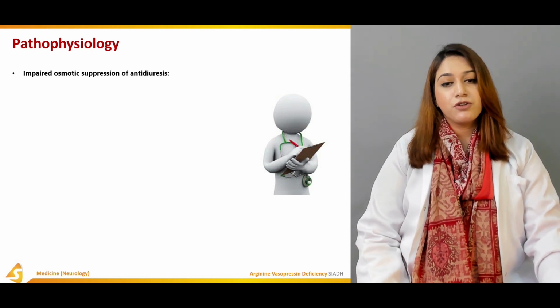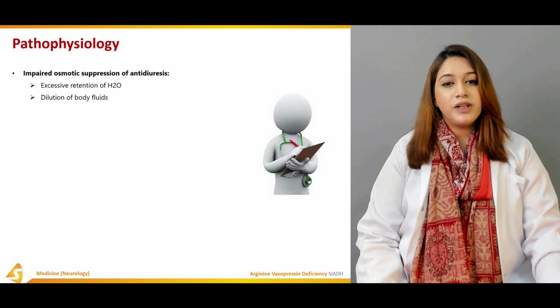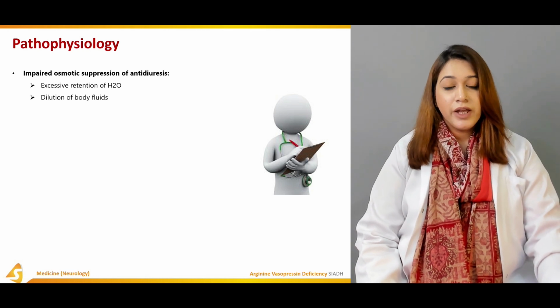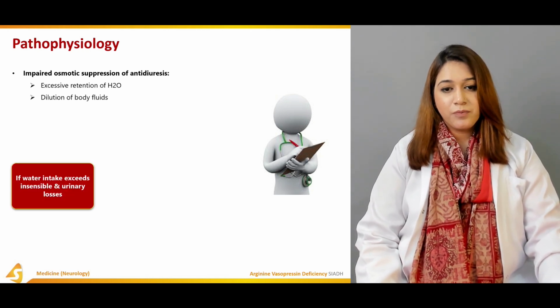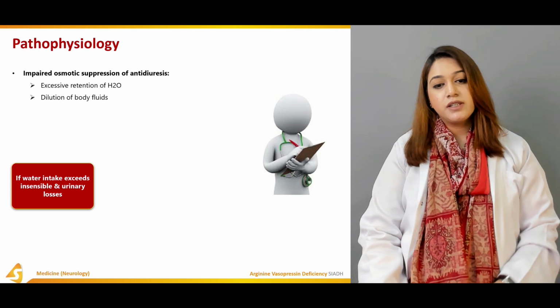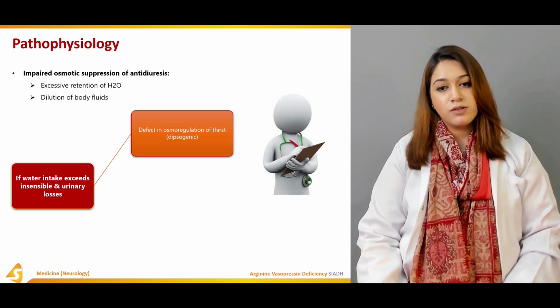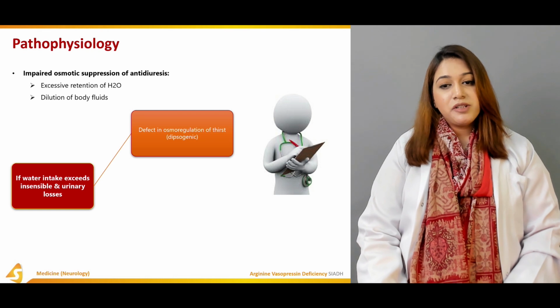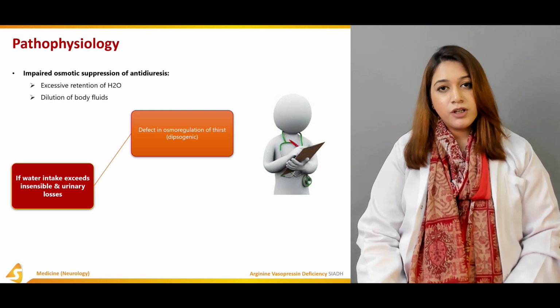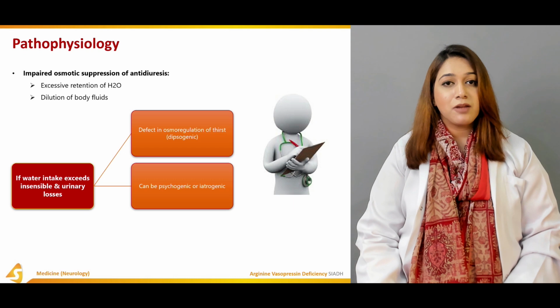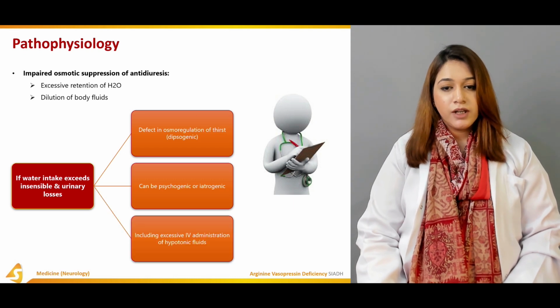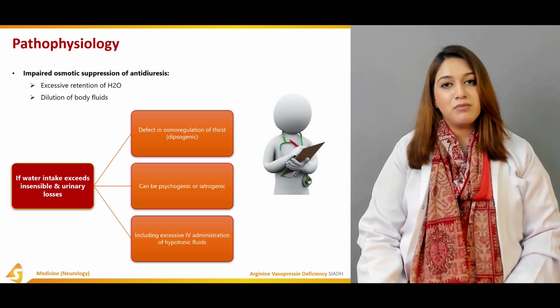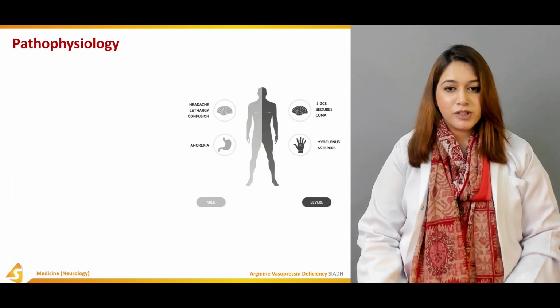Impaired osmotic suppression of antidiuresis will lead to excessive retention of water and a dilution of body fluids. If water intake exceeds the insensible and urinary losses, there will be a defect in osmoregulation of thirst, dipsogenic. It can be psychogenic or iatrogenic, including excessive IV administration of hypotonic fluids.